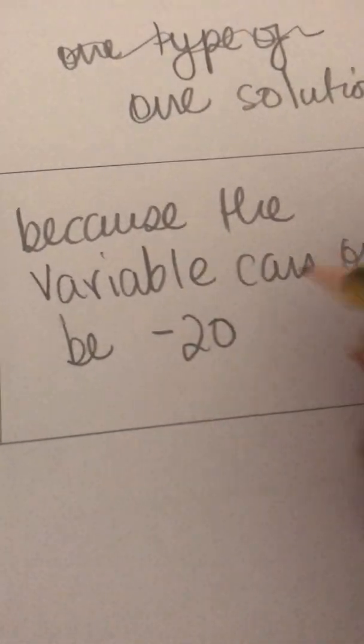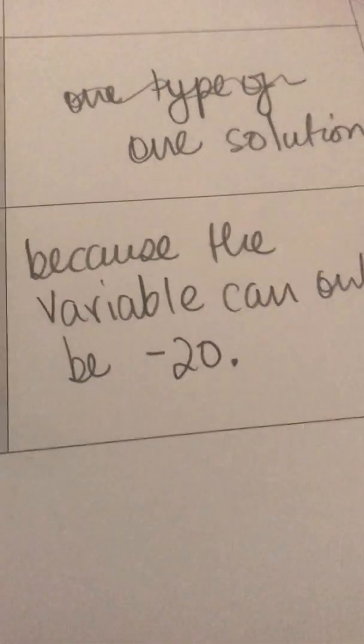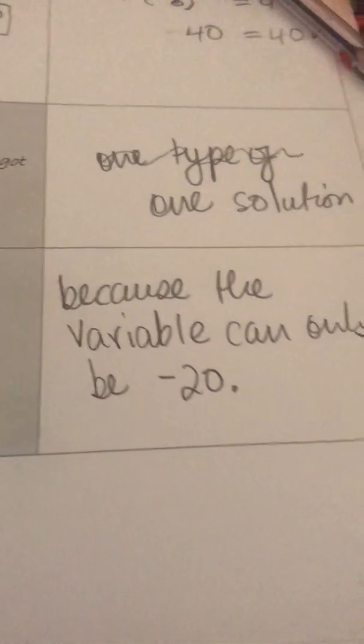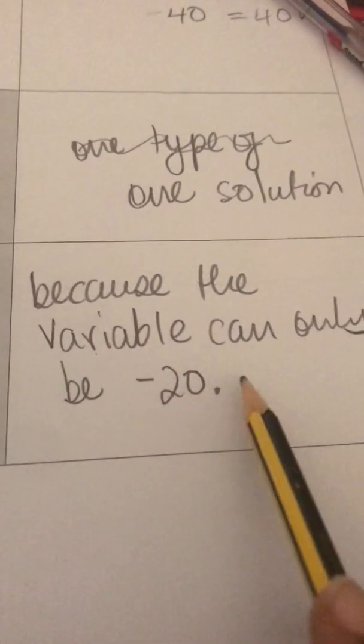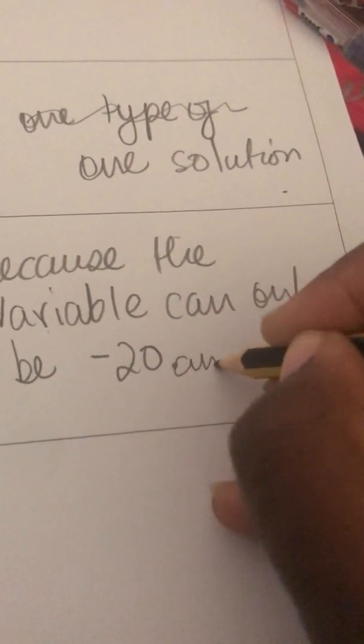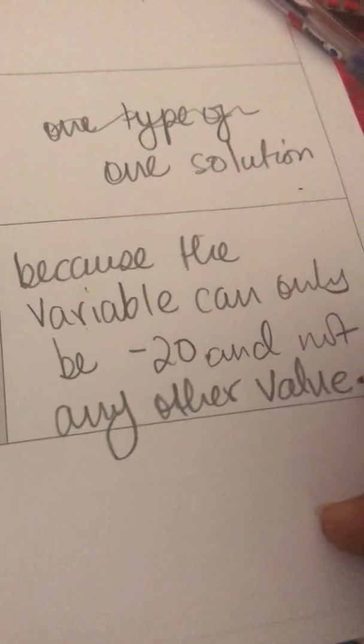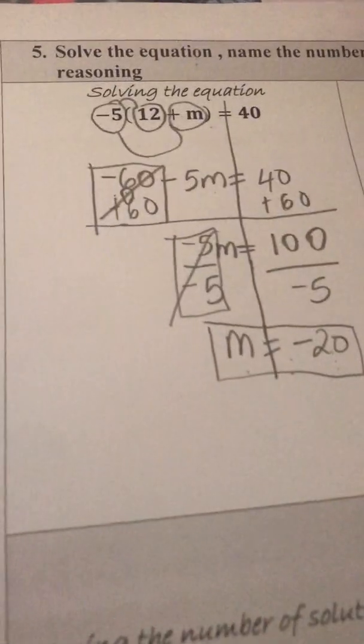the variable can only be negative 20. It cannot be any other number. It must be negative 20. If I put another number, my check will be wrong. Because the variable can only be negative 20 and not any other value or any other number. Okay? All right. Let us do another example.